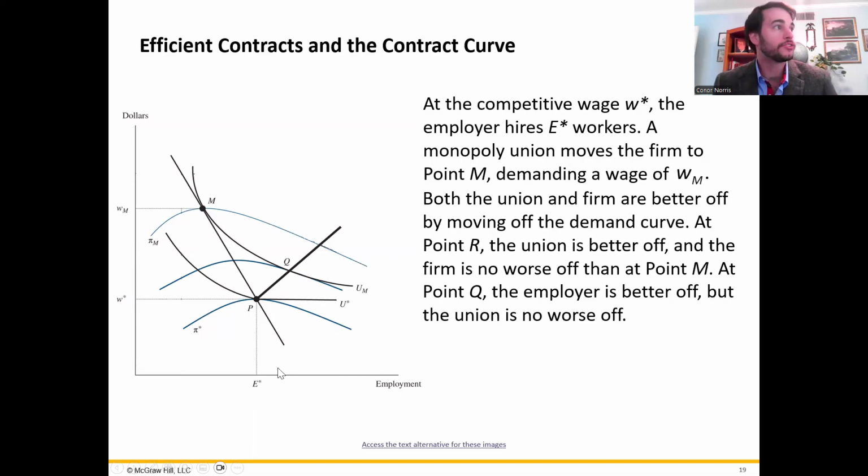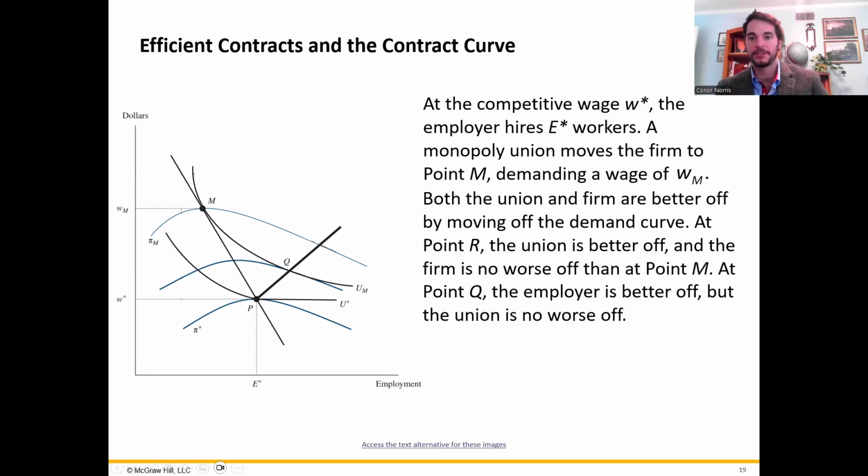Because this indifference curve is greater than the original indifference curve for the union, if they're able to negotiate this monopoly union wage up here, that's going to increase their level of utility. But look at the firm's isoprofit curve. It moves from pi star down here, past this curve up here, all the way up to pi m up here. Because this is farther from the origin, it represents a lower profit for the firm. So they're doing much worse than they were initially.